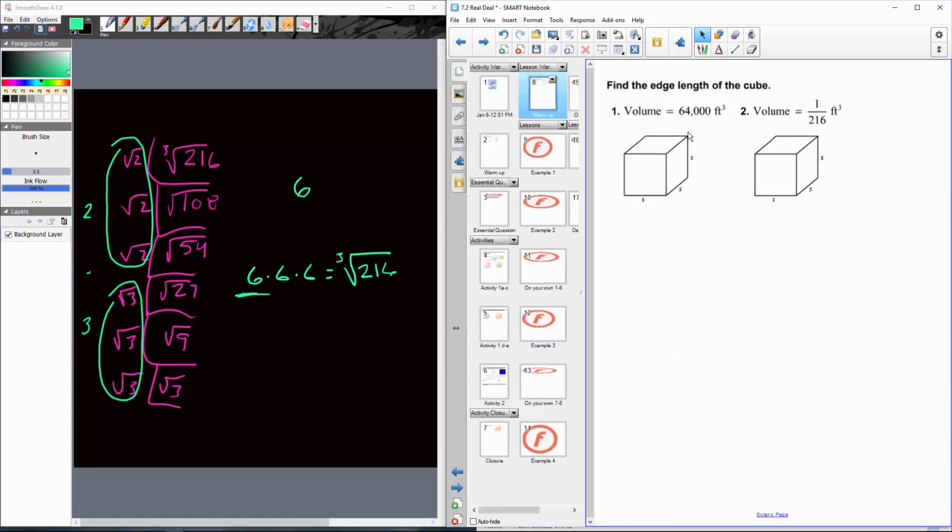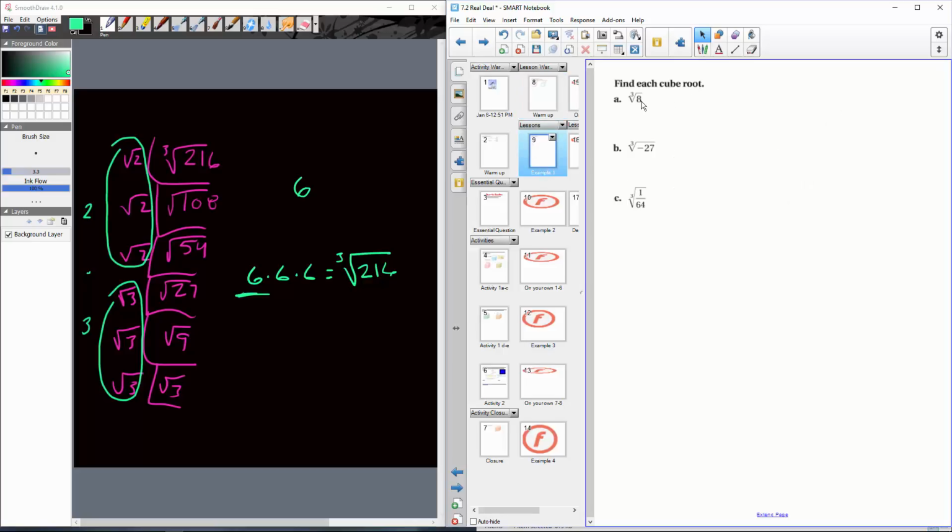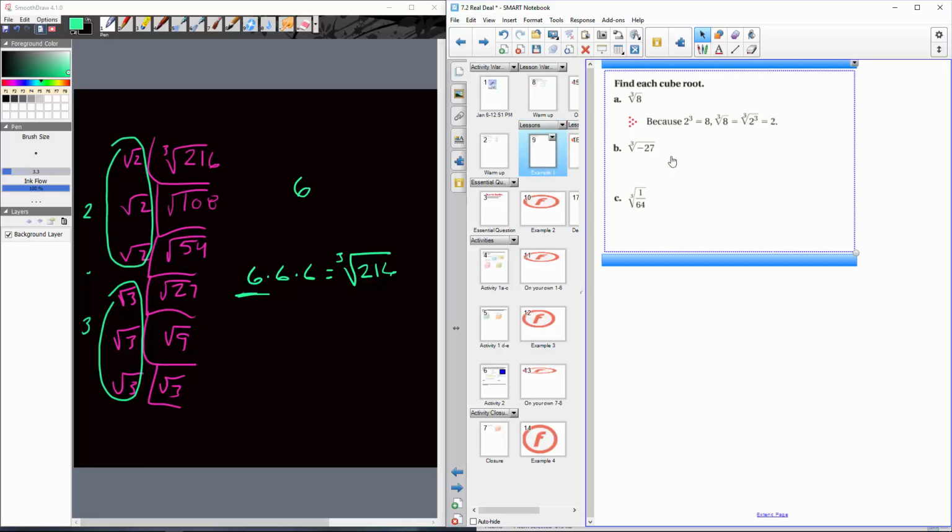So now we're going to go through here and figure out 64,000, and I believe that's 40, 40, 40, and 40. This one here is just 1/6. If I look at these here, this would be 2. This one here would be -3. And this one here would be 4, or 1/4.